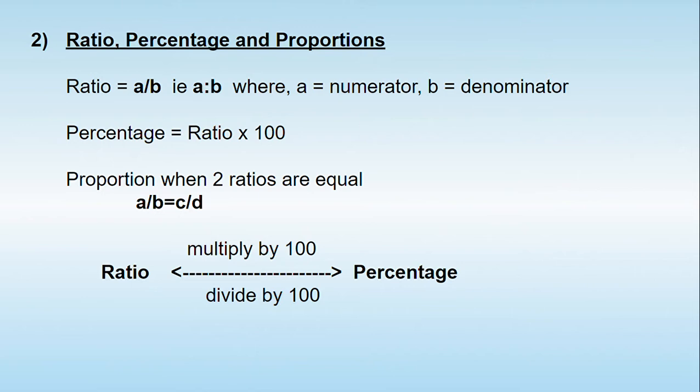Proportions I will use when two ratios are equal. It means A over B is equal to C over D. If I convert a ratio to a percentage, I multiply with 100. If I want to convert a percentage to a ratio, I divide by 100. This is a simple calculation.